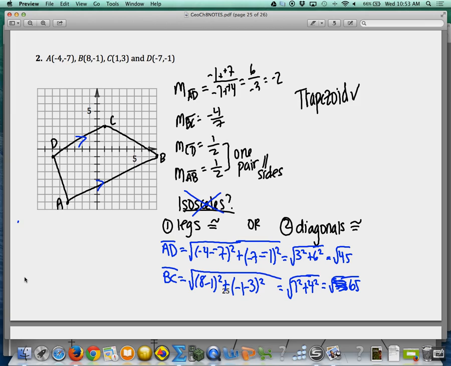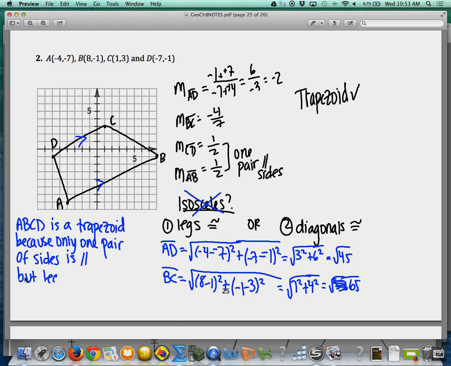Okay, so for this one, we're going to write ABCD is a trapezoid because only one pair of sides is parallel, but the legs are not congruent. So I'm going to put in parentheses, that tells us that it's not isosceles.